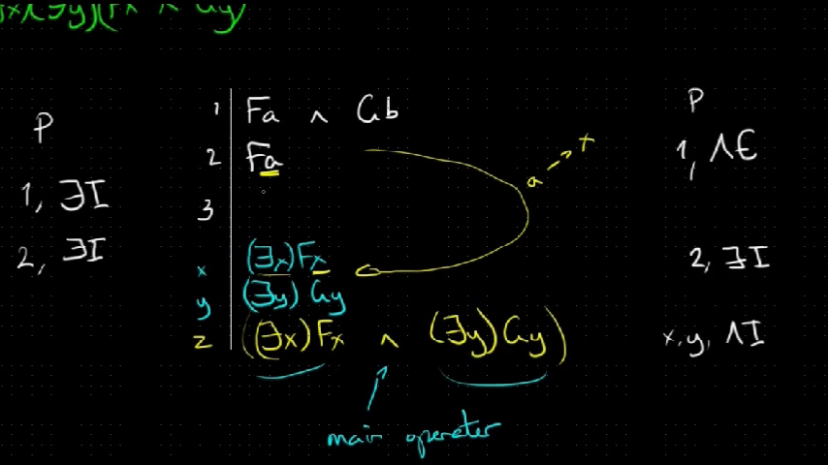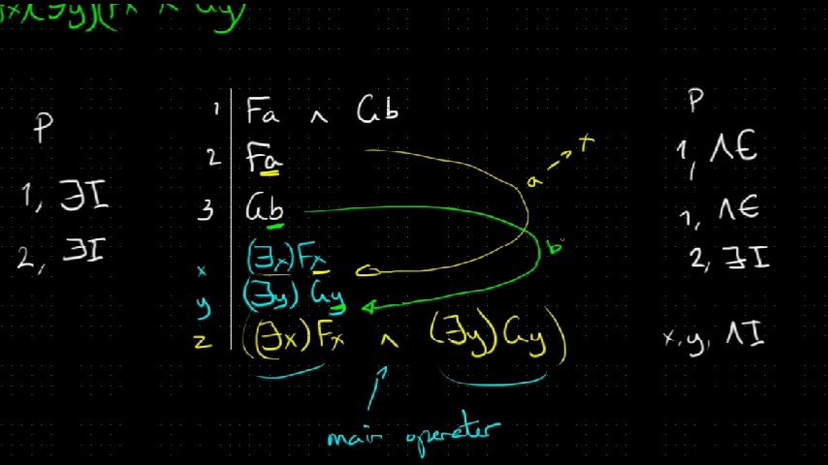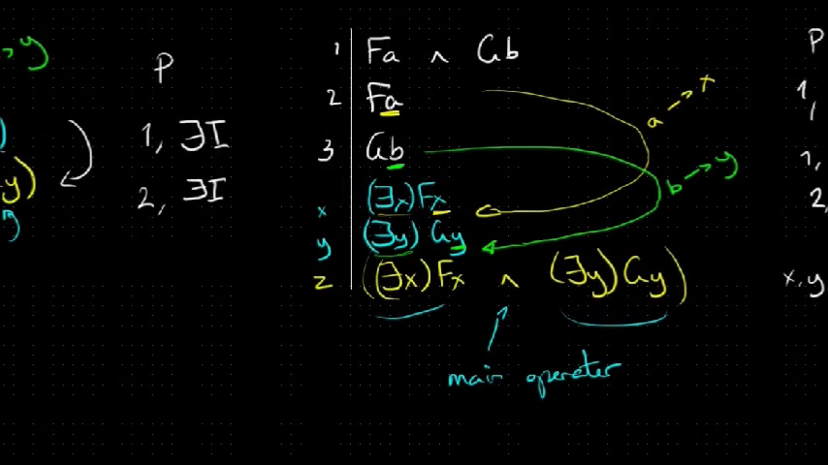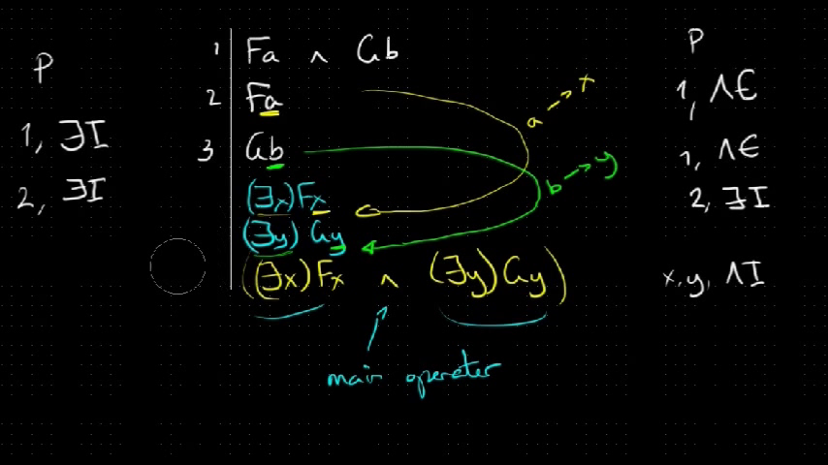So if on line 3 we had GB, so again we'd done a conjunction elimination from 1 to get to GB, then we can just say, look, we're going to replace this B with a Y. So again, let's have this just to show where we're going. So here B is going to go to Y, and then we'll bind that with an existential quantifier, and we'll put that at the front of the formula. And there we go. So that was a slightly longer proof.